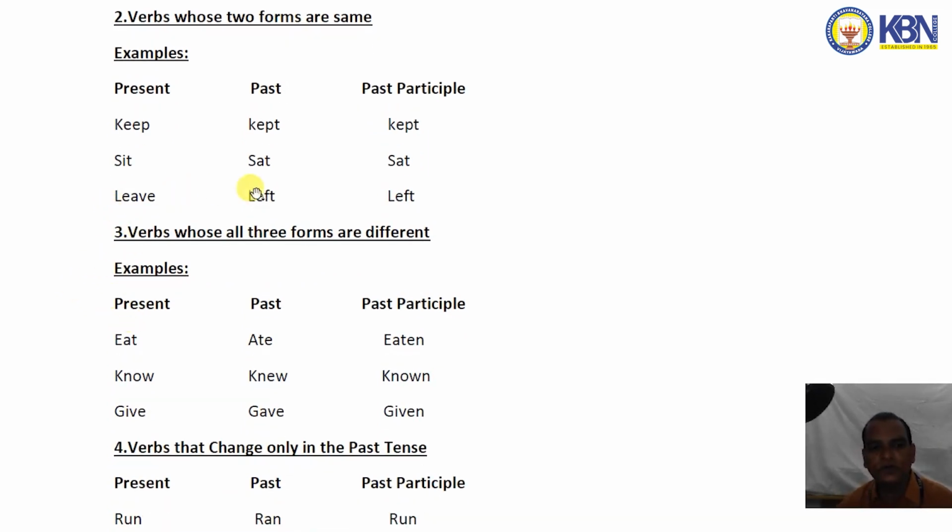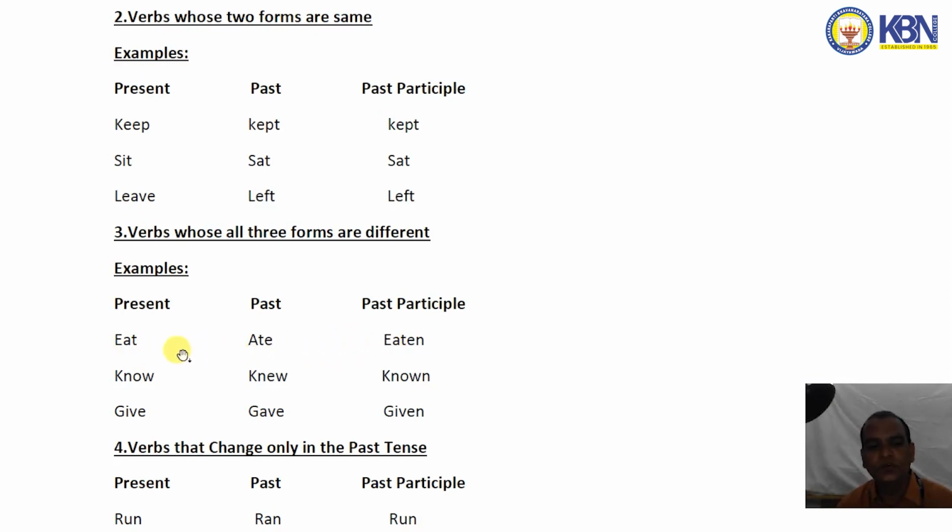ఇప్పుడు మూడో ఉండేటటువంటి ఇర్రెగ్యులర్ ఫామ్‌లో మనం జాగ్రత్తగా చూసినట్లయితే, హియర్ ద బేస్ ఫామ్ దట్ ఈజ్ ఈట్. So when we transform into this past form, eat can be transferred as ate, and ate can be transferred as eaten. Here the 3 forms are different. First one is eat, the second one is ate and the third one is eaten. The 3 forms are different.